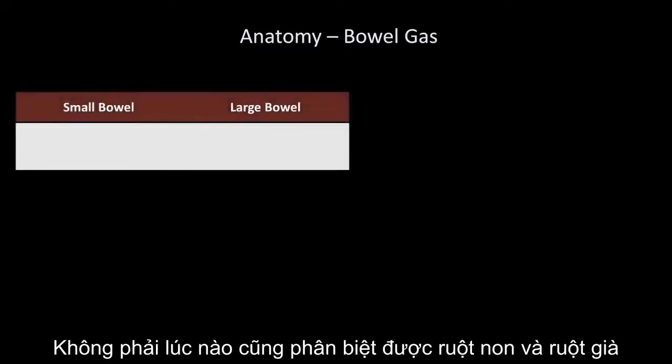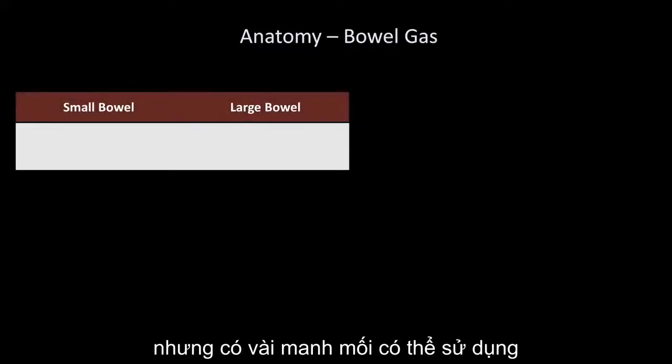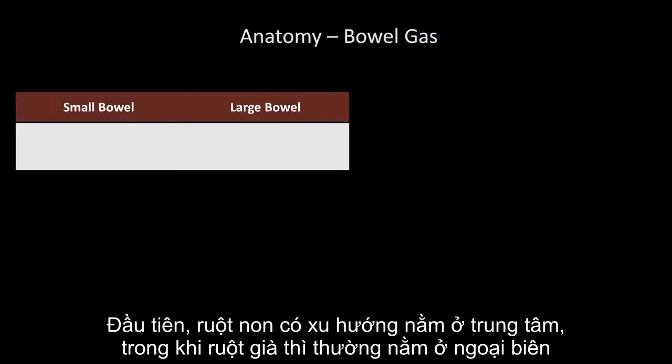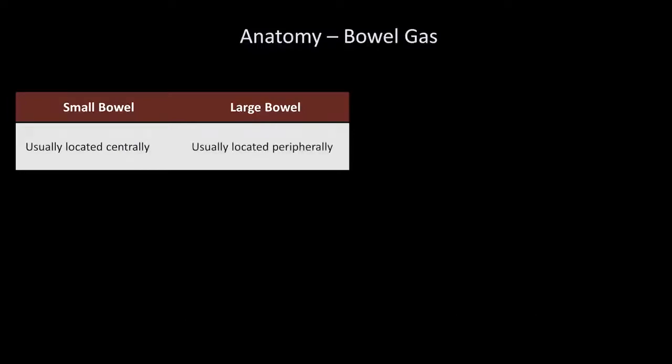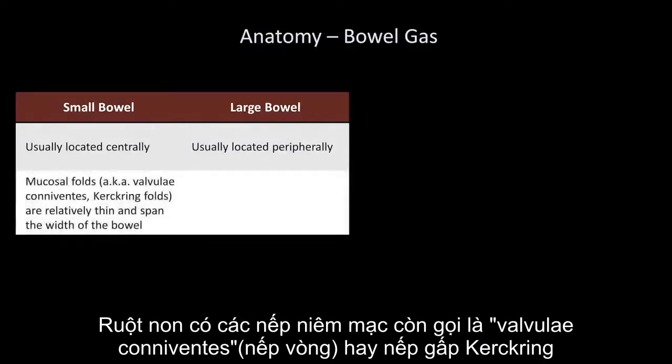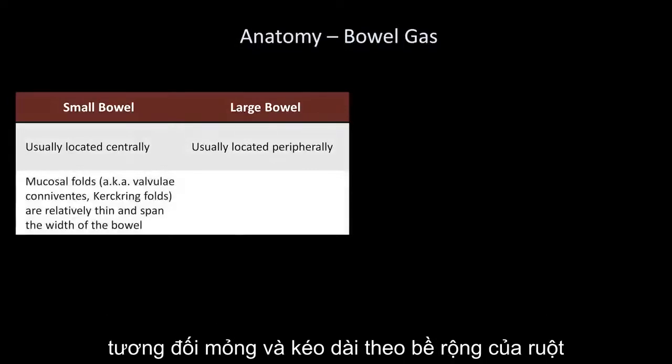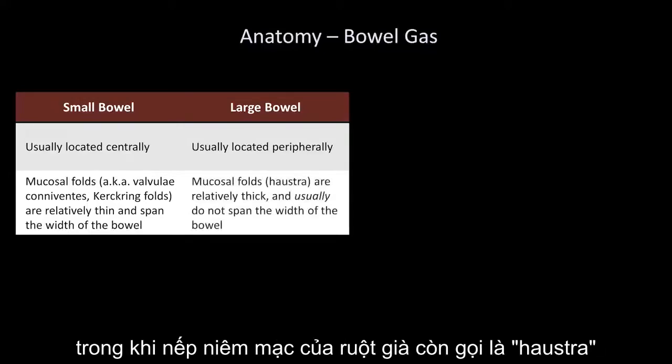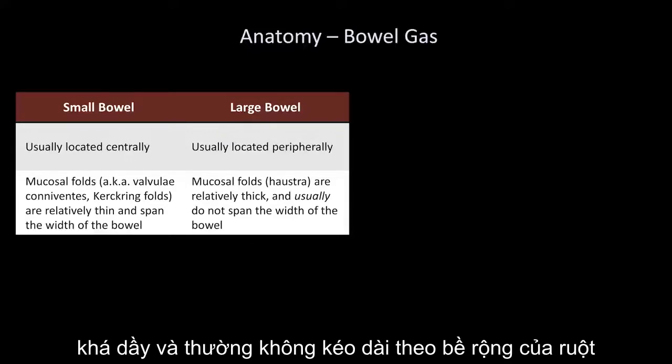Differentiating small and large bowel is not always possible, but there are a few clues one can use. First, the small bowel tends to be centrally located, while the large bowel is on the periphery. The small bowel's mucosal folds, known as valvulae conniventes or Kerckring folds, are relatively thin and span the width of the bowel, while the mucosal folds in the large bowel are called haustra, which are relatively thick and usually do not span the width of the bowel.